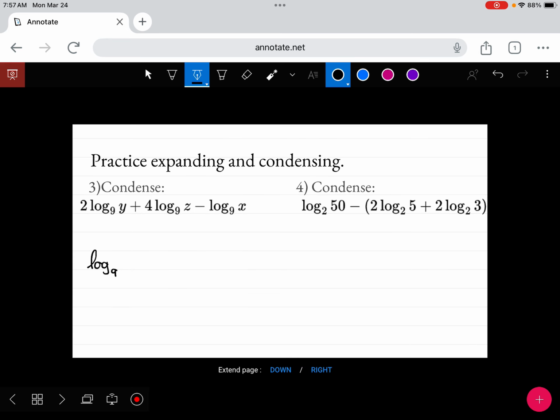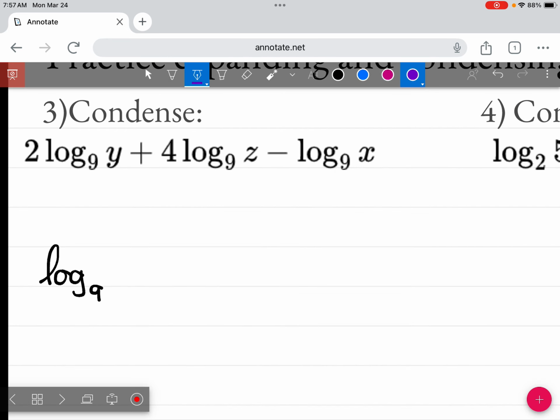All right, what do we get as our argument for number 3? Because we have a minus sign, so we know we're going to have a fraction. What's our numerator? So the denominator is going to be the x. Yeah, our denominator is going to be the x, absolutely. What's our numerator? What's the top? Y squared and z to the 4th. 100% perfection.